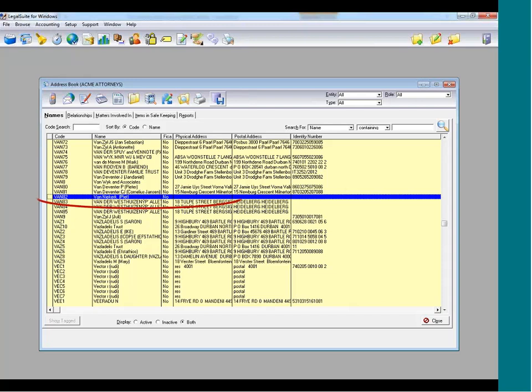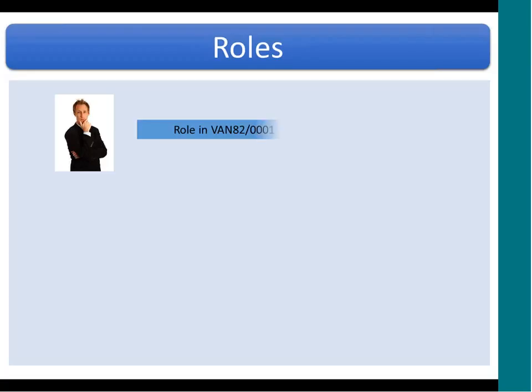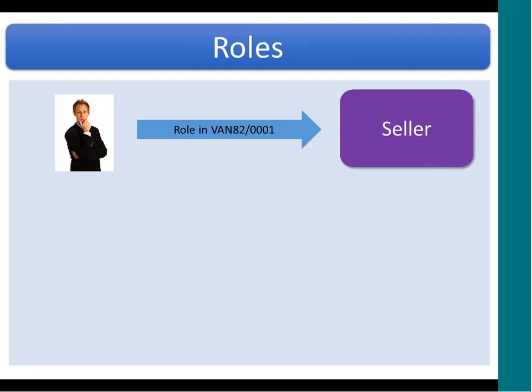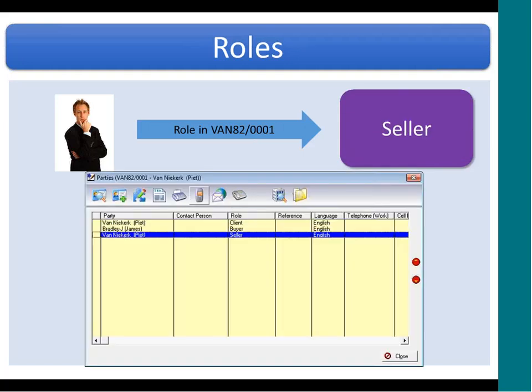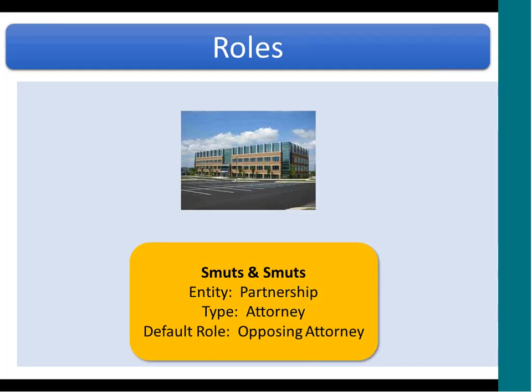Now, continuing with roles, we've got a law firm here. It's a partnership. The entity is a partnership, the type is attorneys, and they are called Smiths and Smiths. Their default role is that they are the opposing attorney on some of the matters that you're dealing with. So there they are in the address book. They only appear once. Now, to explain the relationships to you, we've got Piet van Niekerk, who's the partner, but he can also be the default contact of Smiths and Smiths.